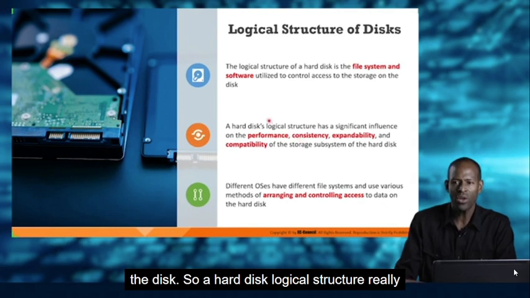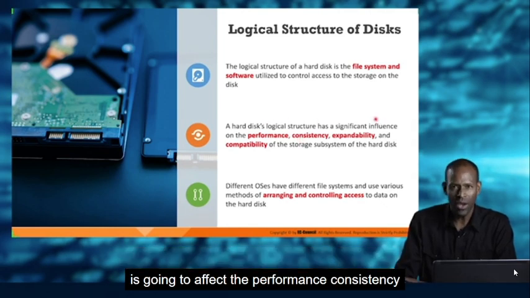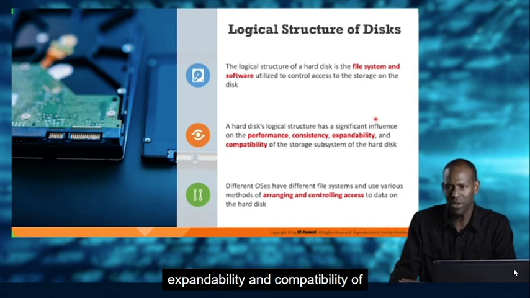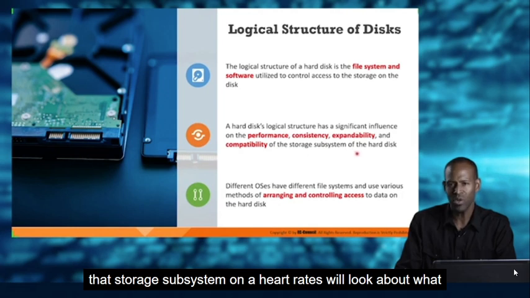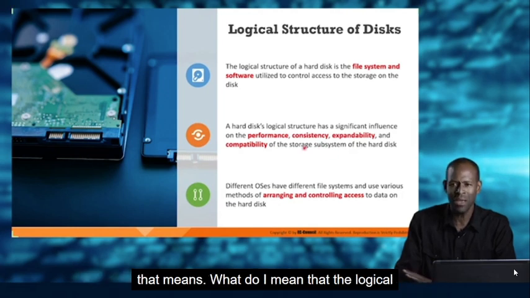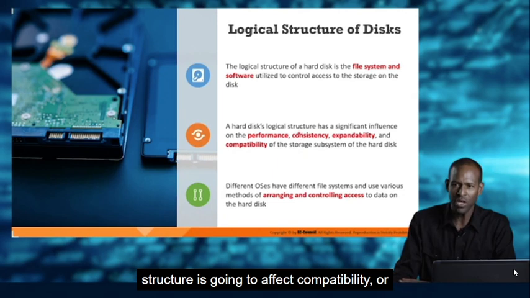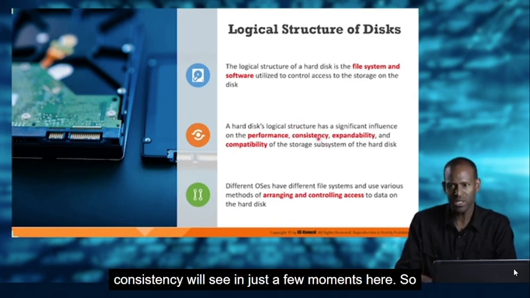So a hard disk logical structure really is going to affect the performance, consistency, expandability, and compatibility of that storage subsystem on a hard disk. We'll look about what that means. What do I mean that the logical structure is going to affect compatibility or consistency? We'll see in just a few moments here.